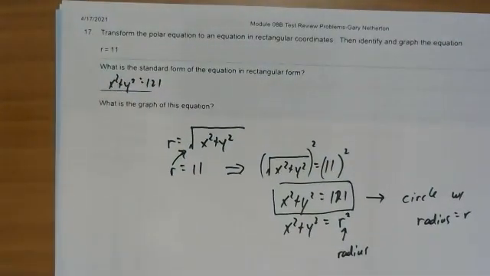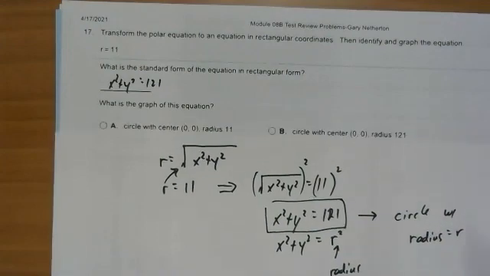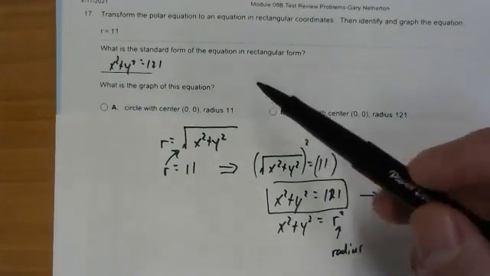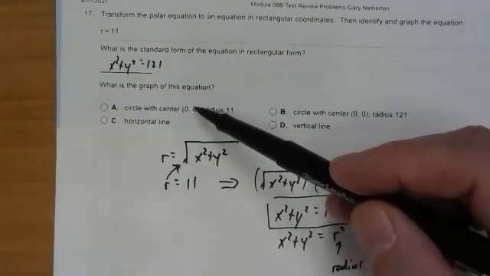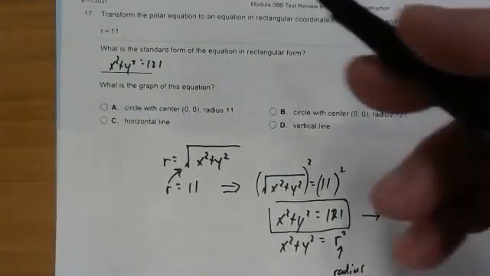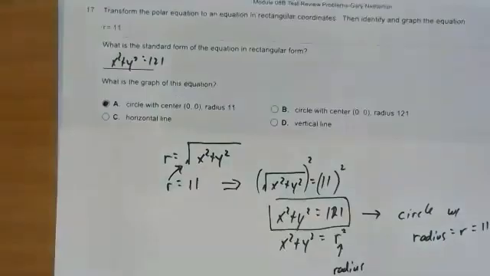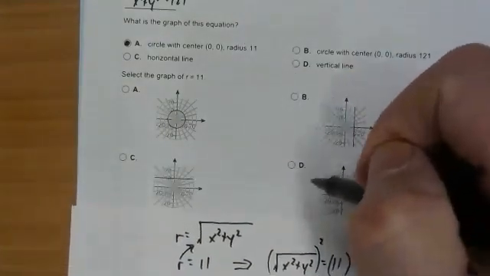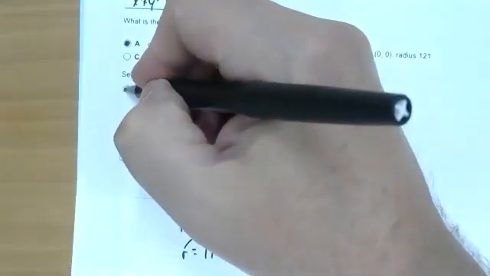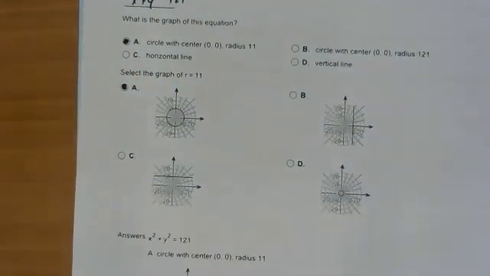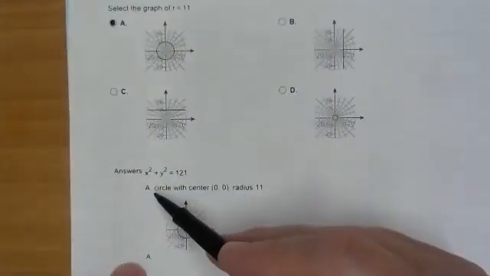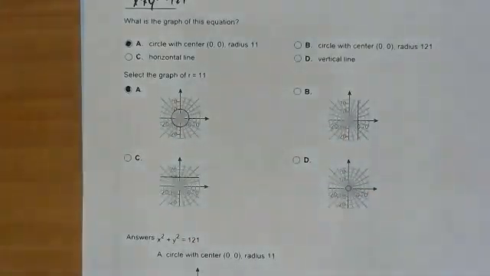And then they say, what's the graph of this equation? Well, like I said, it's a circle with radius equal to 11, and the center is at the origin. So it looks like a circle centered at the origin with radius 11. That one's going to be A. So now we can check these answers. A, A, and A.